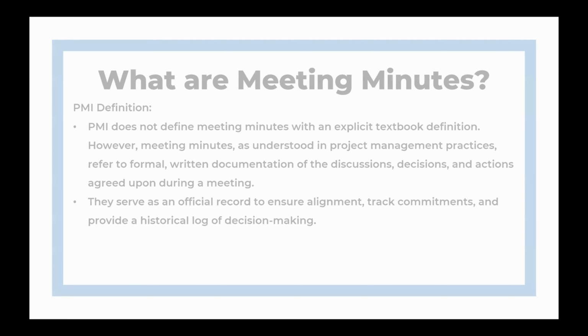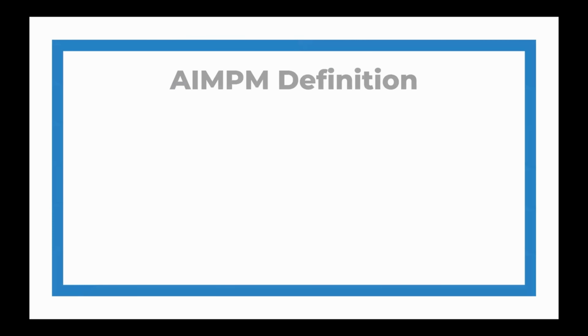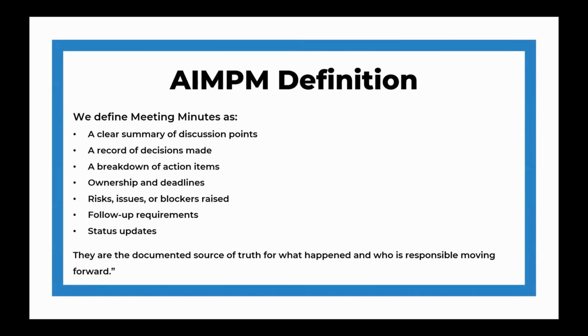Meeting minutes are the formal written record of what took place during the project meeting, but from our perspective, they should include some very specific pieces. They should include a clear summary of discussion points and things that were talked about, a record of the decisions that were made, a breakdown separated out for action items, ownership and deadlines, risks, issues, and blockers, follow-up requirements or next steps, and even status updates. This structure provides your project team with a categorized set of minutes rather than a jumbled set of notes that they're expected to comb through for that one task they forgot to do.